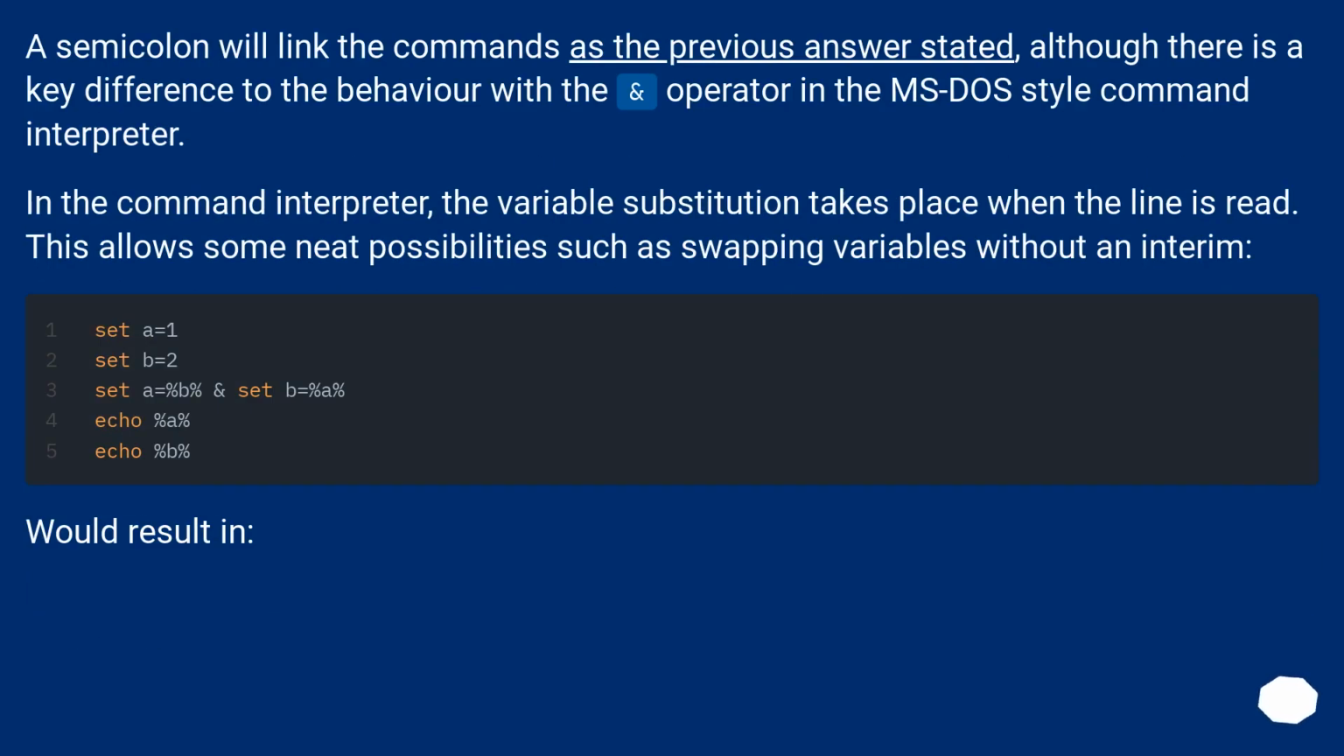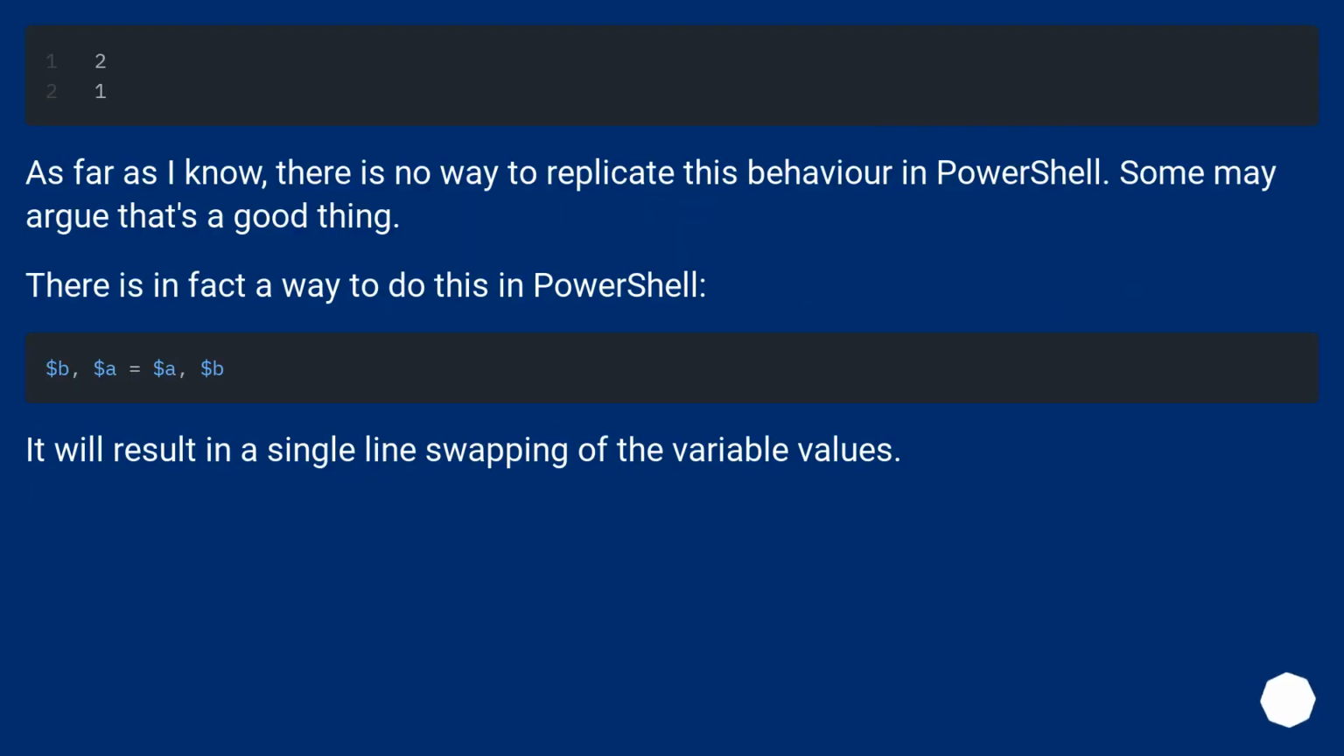A semicolon will link the commands, as the previous answer stated, although there is a key difference to the behavior with the AND operator in the MS-DOS style command interpreter. In the command interpreter, the variable substitution takes place when the line is read. This allows some neat possibilities such as swapping variables without an interim. Would result in the swapped values. As far as I know, there is no way to replicate this behavior in PowerShell.